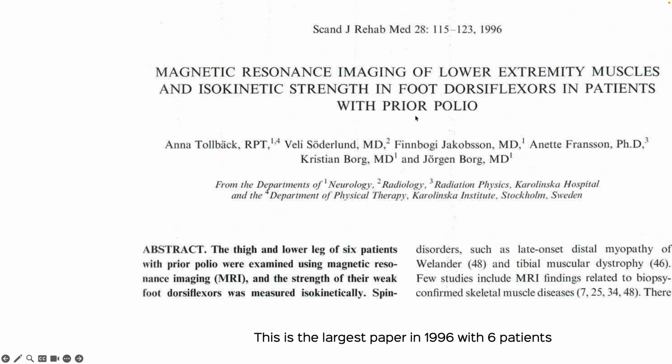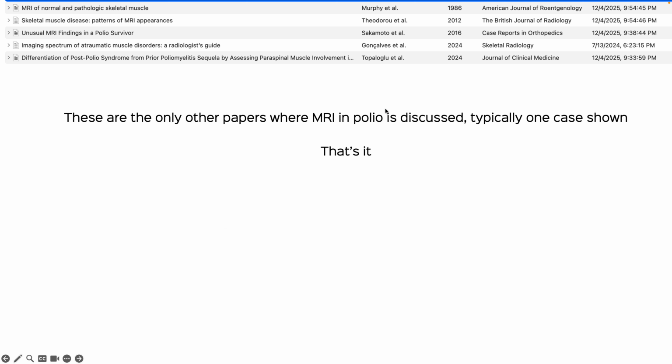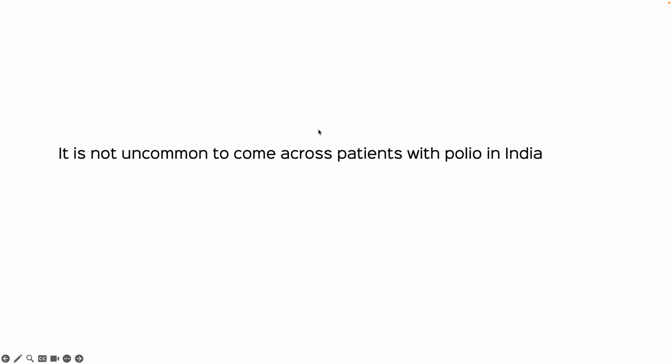And that too from a rehab medicine paper where they were looking at isokinetic strength. This is from my Zotero list, and you can see that in 86 there was one case reported in the first paper on MRI of normal and pathologic skeletal muscle, one case each in all of these. And there's one image of one polio patient. So 5 patients here, 6 in that paper, 11 patients reported in the literature, in PubMed, as far as polio is concerned. That's it. That's weird.